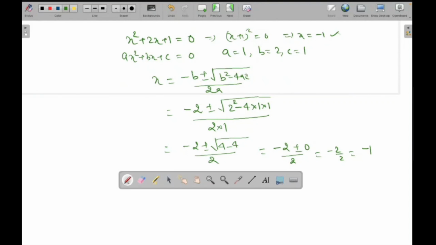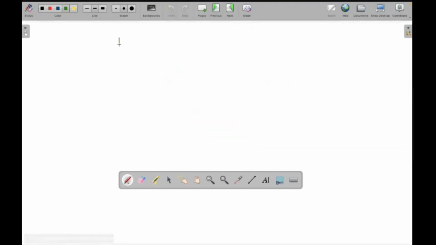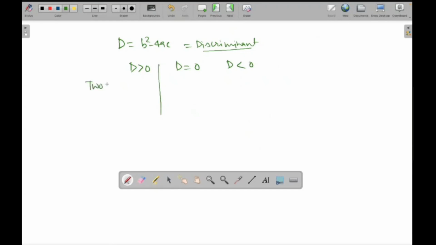This part which is inside the square root, we call it the discriminant. D equals b square minus 4ac. So this b square minus 4ac is called the discriminant. And based on whether D is greater than 0, D is equal to 0, or D is less than 0, we have different kinds of situations. So when we have D greater than 0, then we have two unequal roots. When we have D equals 0, we have seen here two equal roots, or you can just say that there is only one root.